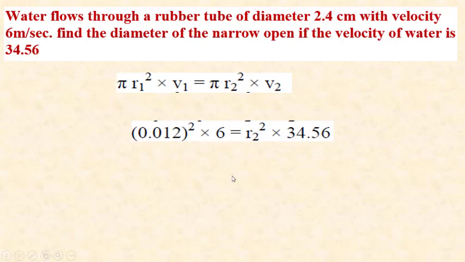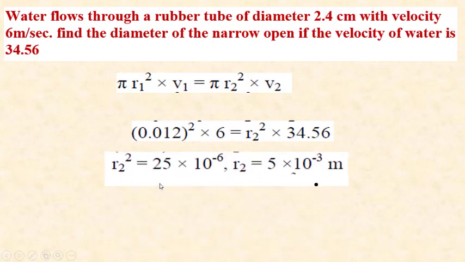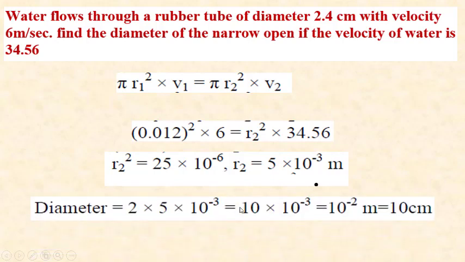Okay? So R2 square will be 25 times 10 power negative 6. So R2 equals 5 times 10 power negative 3 meter. Diameter equals this radius multiplied by 2, it will be 10 power negative 2 meter or 1 centimeter.